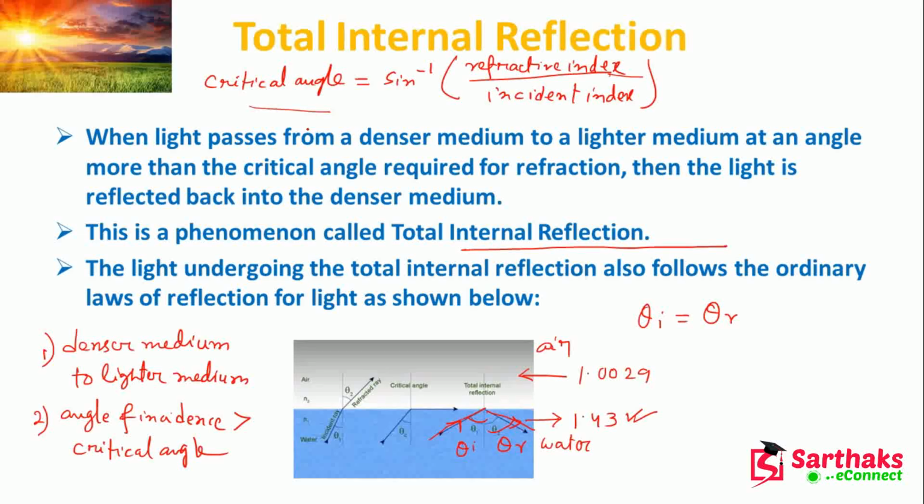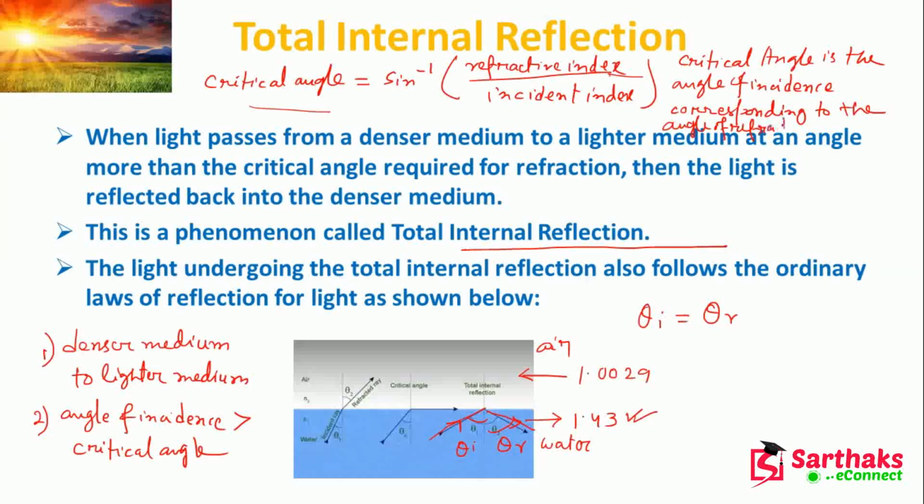And the critical angle is the angle of incidence corresponding to the angle of refraction of 90 degrees. So I am writing this so that you can remember it: critical angle is the angle of incidence corresponding to the angle of refraction of 90 degrees. Clear?